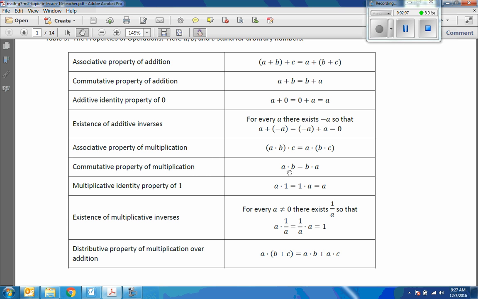The commutative property of multiplication is the same as the commutative property of addition, except instead of adding, we're multiplying. 2 times 3 is 6. 3 times 2 is still 6.